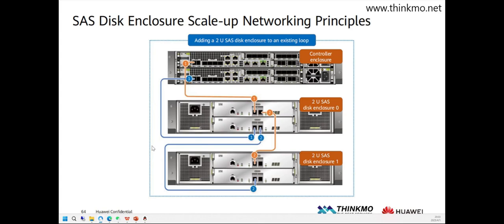The principle of dual plane networking is that they must correspond, meaning the A-level cascade board connects to the A controller, and the B-level cascade board connects to the B controller. This is the second principle, the dual plane networking principle.